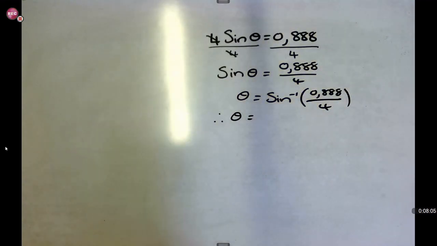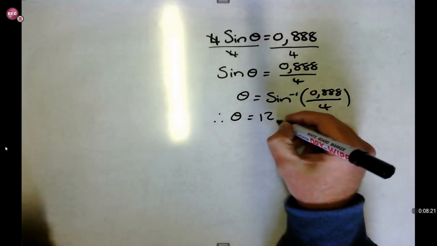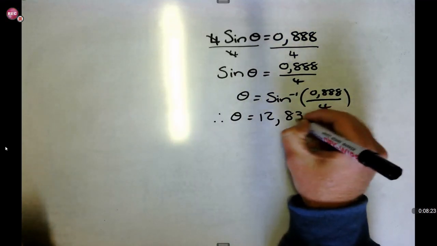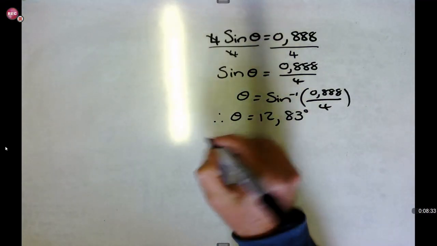So we're going to say shift, sine, put it in a fraction, so 0,888, and then your denominator is a 4, and then you close your bracket, and you get an answer of 12,83 degrees, rounded off to 2 decimal places. There we go.